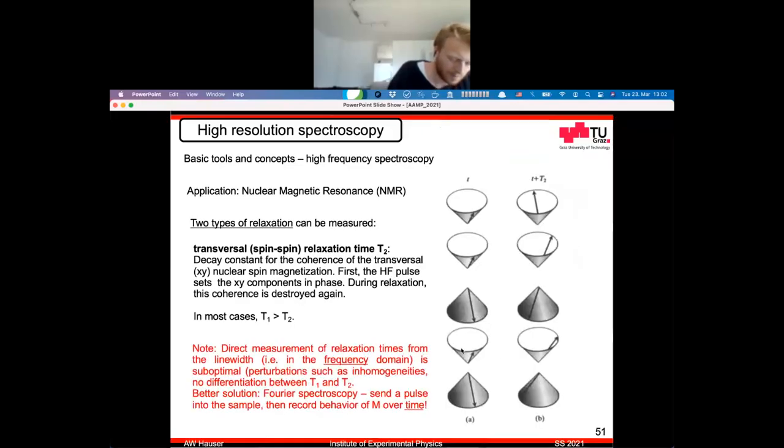The other time that we're interested in is the so-called transversal or spin-spin relaxation time. This is a decay constant for the transversal part of your magnetization. If you do an excitation in a coherent fashion, then all these vectors which rotate on these cones due to the precession have a phase-locked motion, right? They're all in the same phase to each other. This means that if you look at the projection of the magnetization onto the XY axis, it is rotating.